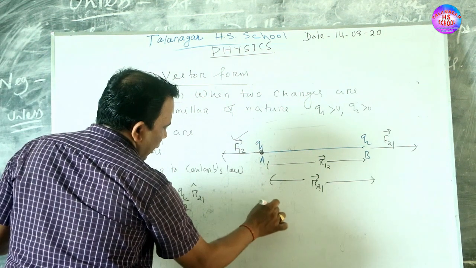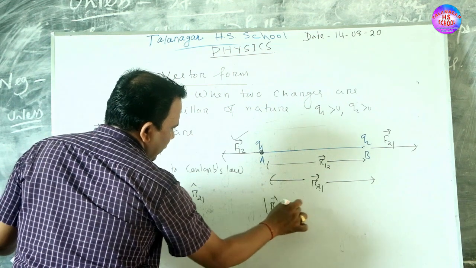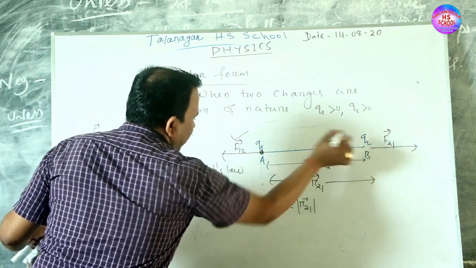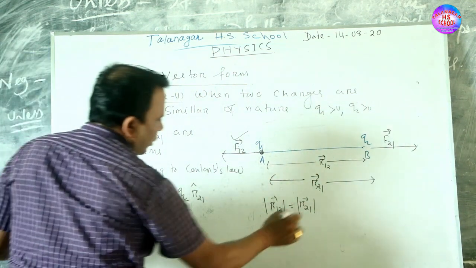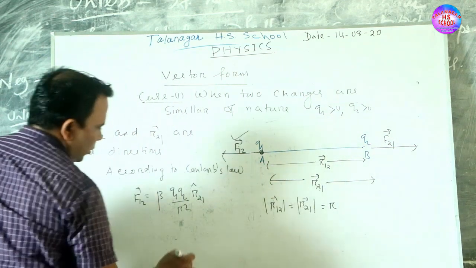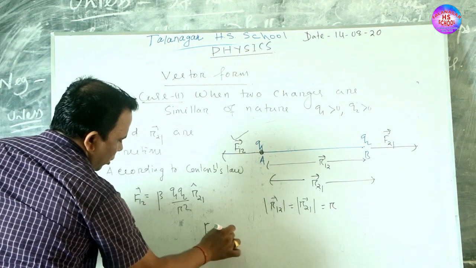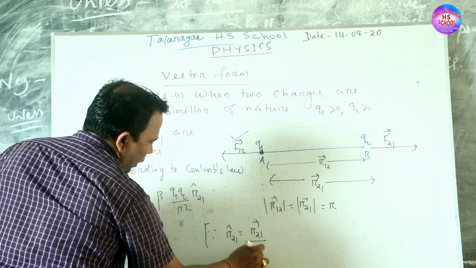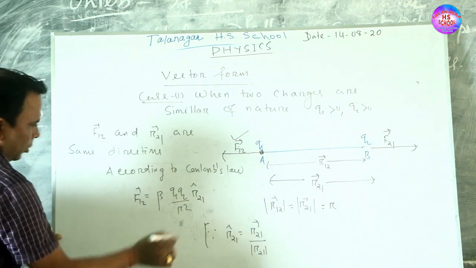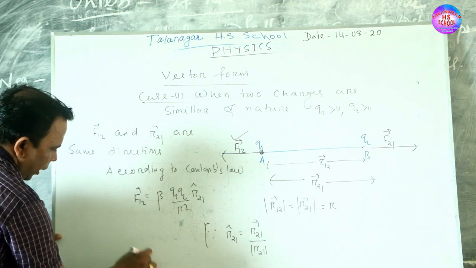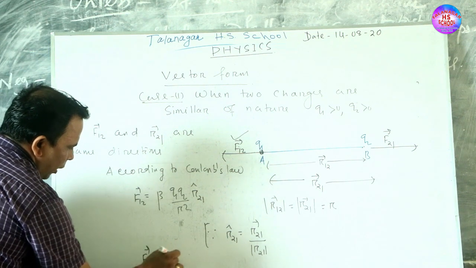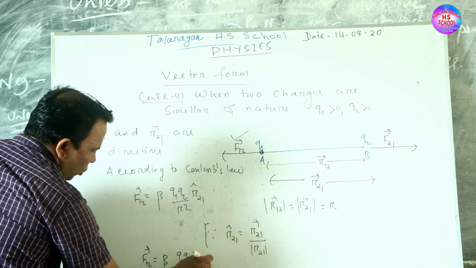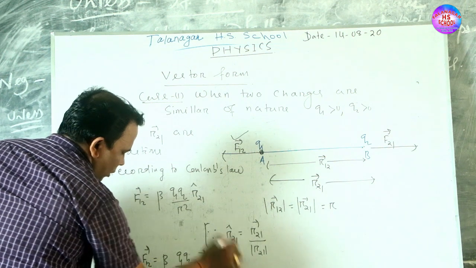You know that mod R12 is the same as mod R21, because the distance from A to B is the same as the distance from B to A, which is equal to r. From the vector we know that R21 cap means R21 vector by mod R21. Substituting the value, F12 becomes beta Q1 Q2 by r cube into R21 vector. This is equation 1.